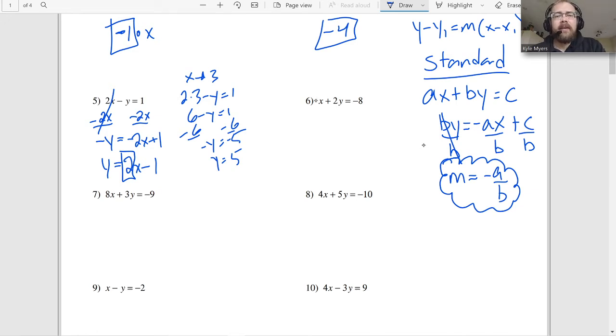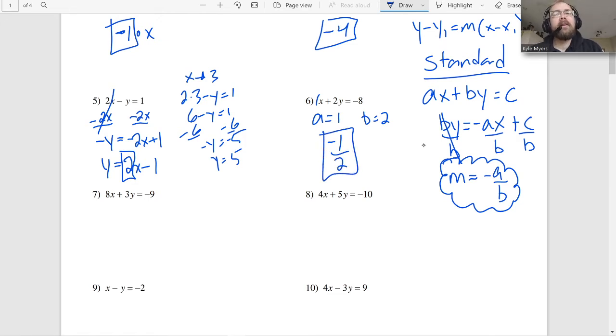What's the number in front of x here for number 6? Well, I don't see a number. But does that mean a 0? No, yeah, you're right. So it would be 1. So according to this formula, let's identify what's a and what's b here. What's a? A is 1. What's b? B is 2. A is the number in front of x, b is the number in front of y. So then check this out. Negative 1, right? Negative a over b. Boom, that's the answer. Okay?